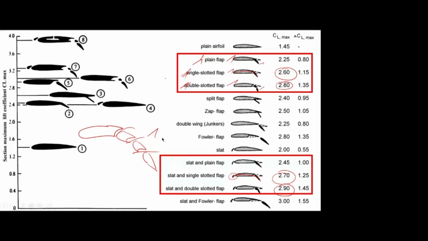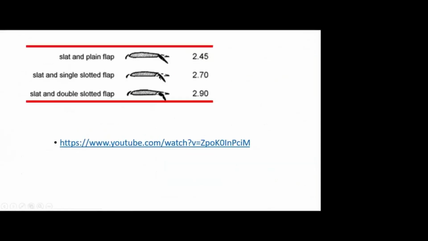If you are traveling in an aircraft, if you look through the window, mostly there will be double slotted flaps in the commercial aircraft. If you observe, you can find it. So using this video, I would like to explain why these slotted flaps produce more CL compared to the plain flap.